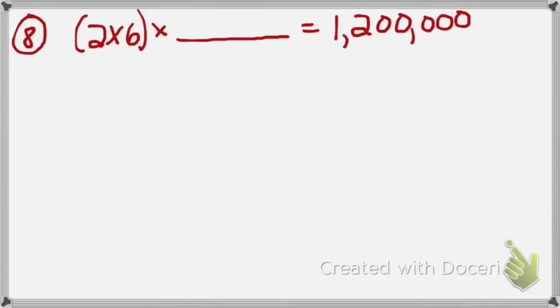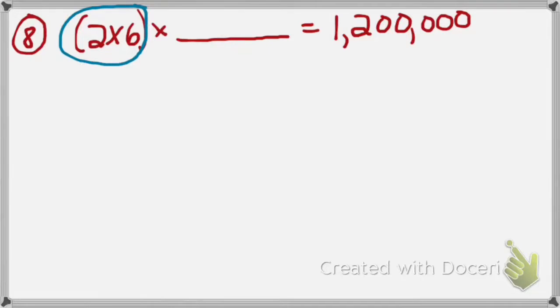And our final example is example number 8. Lots of examples because there's lots of different ways you'll see these problems. This is similar to example number 7, but the blank is in a different spot. So my problem says, in parentheses, 2 times 6 times what equals 1,200,000. So let's see how to break this problem down.